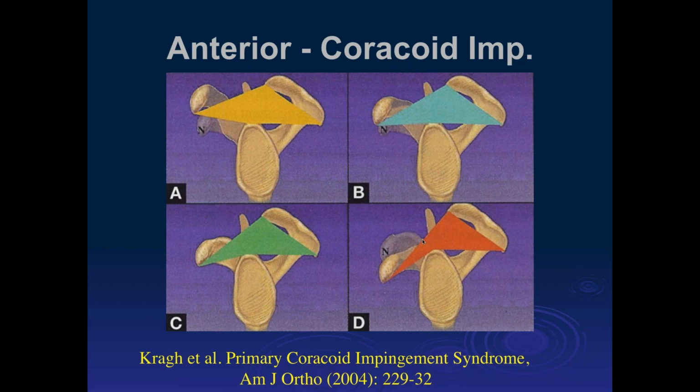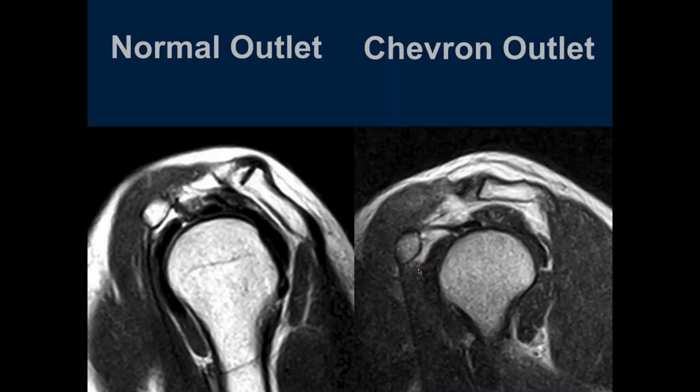So if you draw this quadrangle here, the tip of the coracoid really produces this bump angle inferiorly. They said that increased the risk for having coracoid impingement. And you can see that on MR. Here's the normal appearance. The coracoid's a little bit high in this particular case. Here it's down a little bit lower.